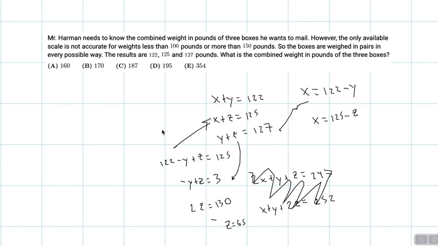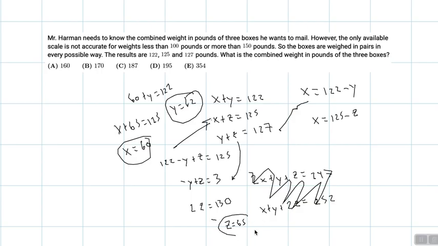And then we can plug this in here. So x plus 65 equals 125. So x is equal then to 60. And so plugging this in here, 60 plus y equals 122. So y equals 62. So this is what we've got. Sum all of those together, and we get 187, choice C.